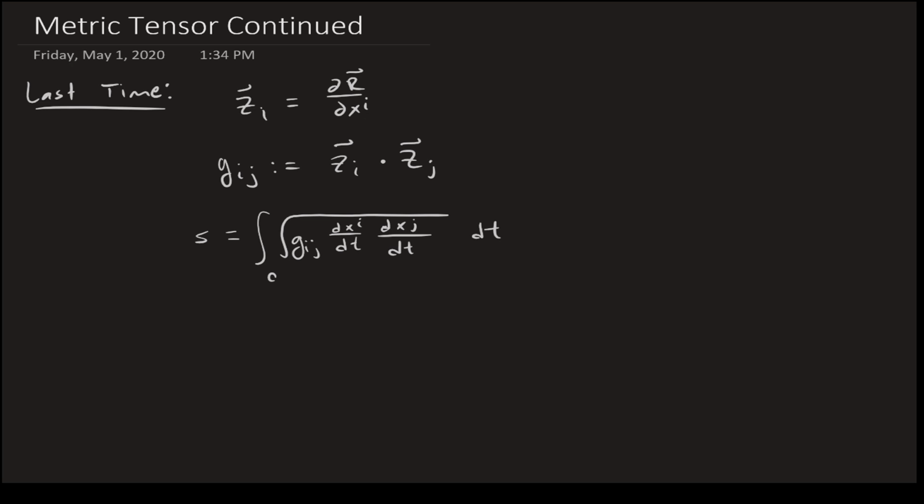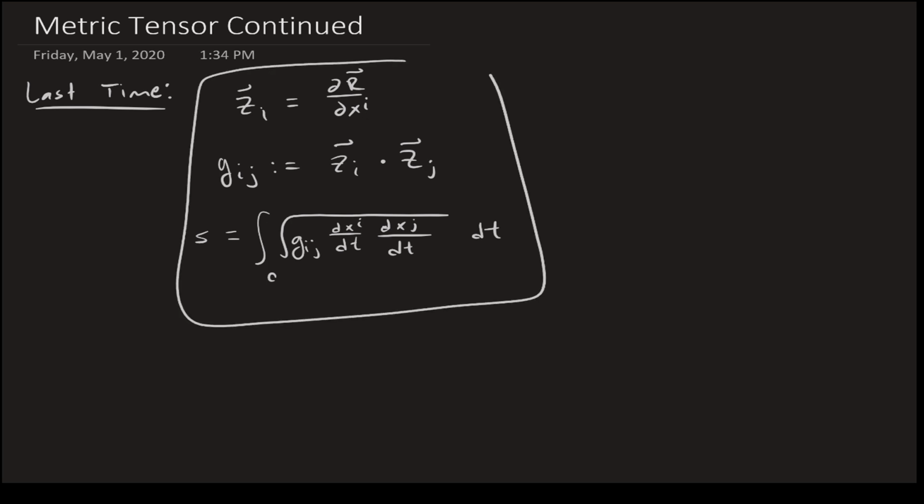So that's our discussion from last time, more or less. We showed a few things, but the main things we talked about last time were the covariant basis, the metric tensor, and arc length. And again, the metric tensor tells us how to calculate the length or the distance between points in some space or some surface.